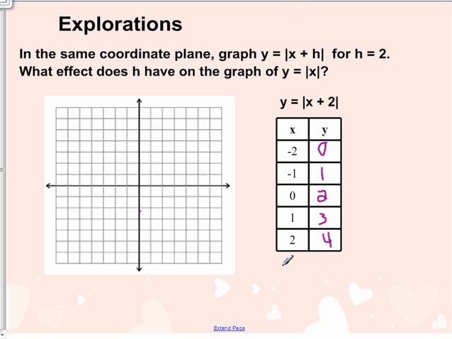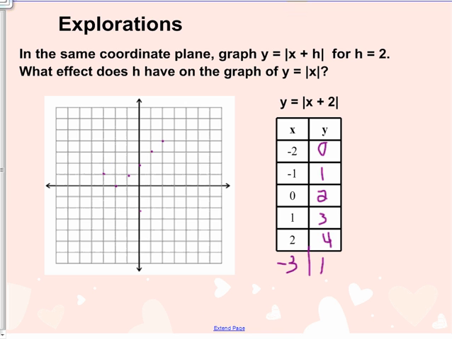And I'm going to add another value in here. I'm going to do a -3. So if I were to do -3 plus 2, I would get -1. The absolute value of -1 is 1. So now if I were to graph these points, I have -2, 0; -1, 1; 0, 2; 1, 3; 2, 4; and then my last value over here, -3, 1.